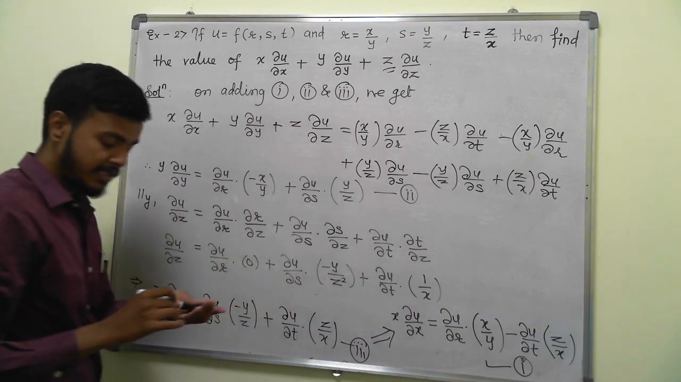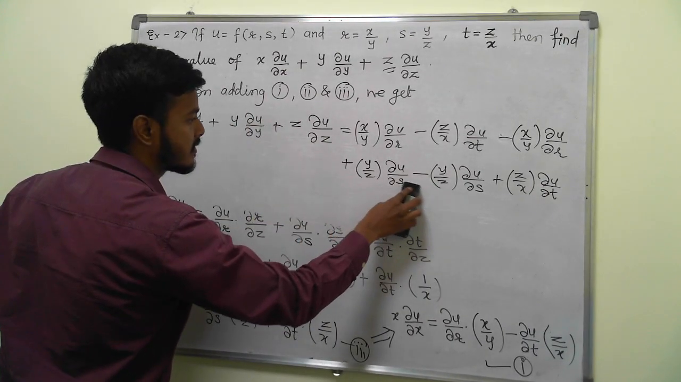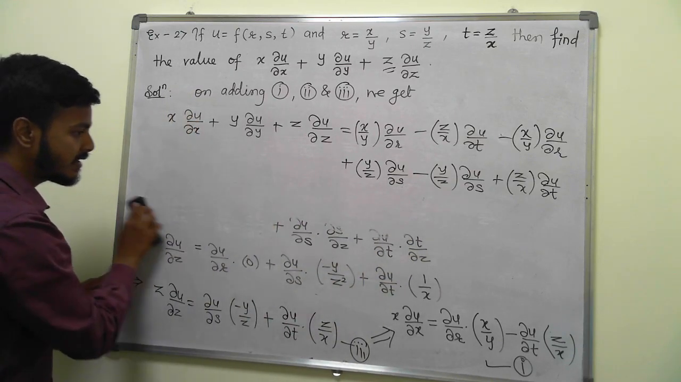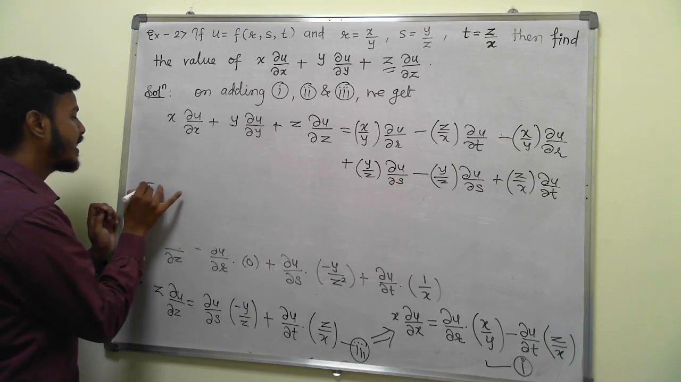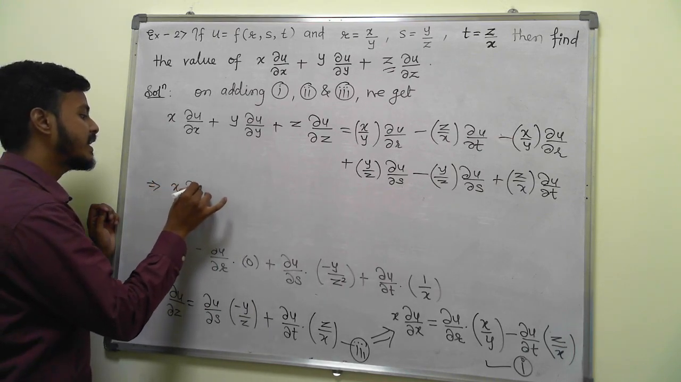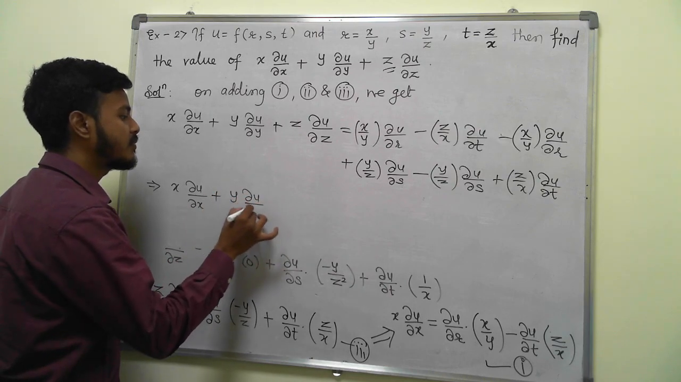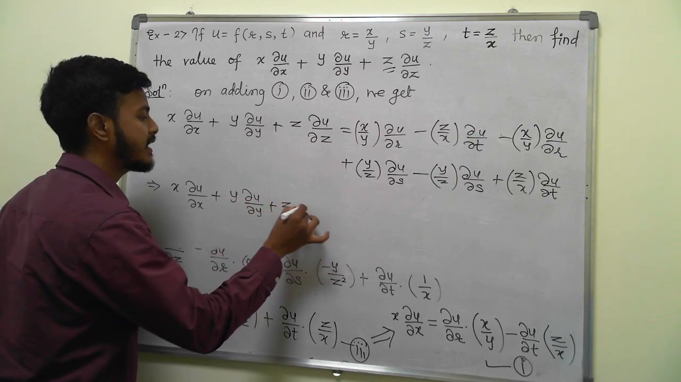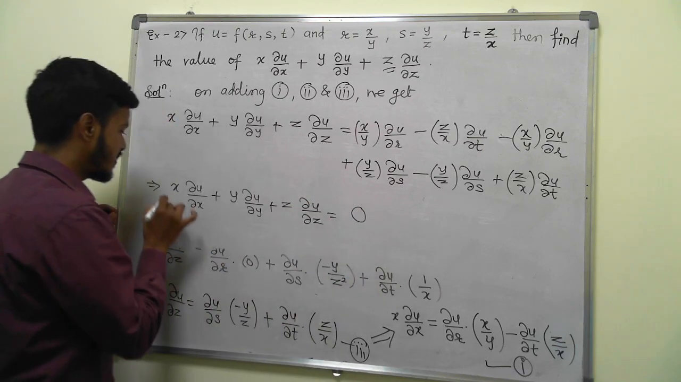So as you can see, there are 6 terms, out of which 3 are in plus and 3 are in minus sign, so all these get cancelled, and at last I get my result to be x del u by del x plus y del u by del y plus z del u by del z is equal to 0.